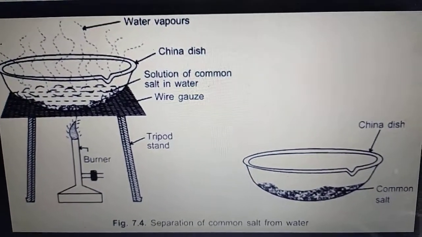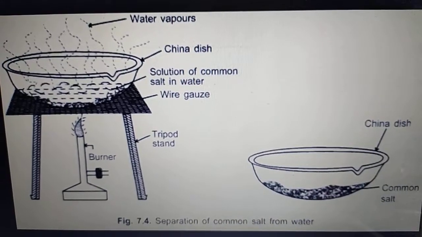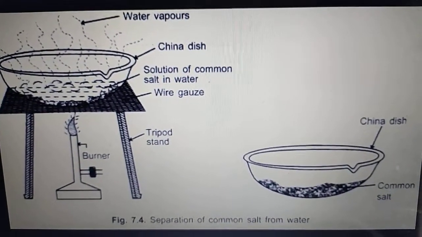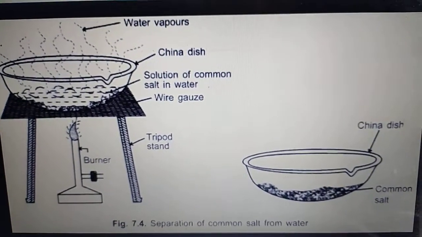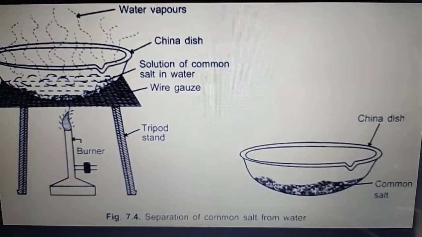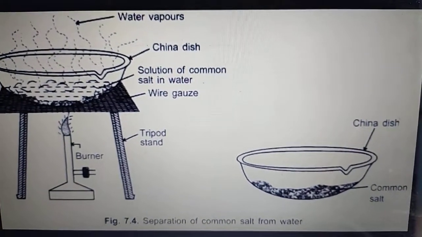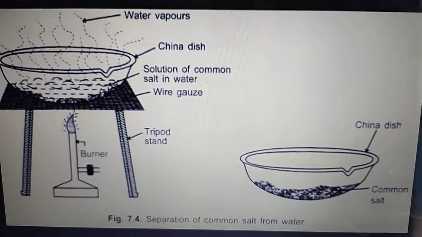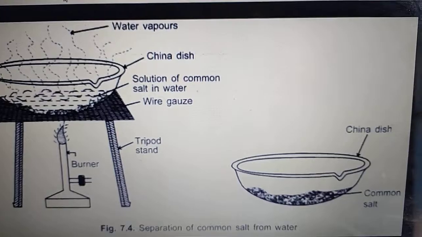Now filter this hot solution through a filter paper and collect the filtrate in another beaker. The insoluble impurities are left behind on the filter paper, and the filtrate which you have collected in a beaker, allow it to cool. After it cools, you can see the crystals of alum in the beaker. Now separate the crystals from the solution and dry them on filter paper.